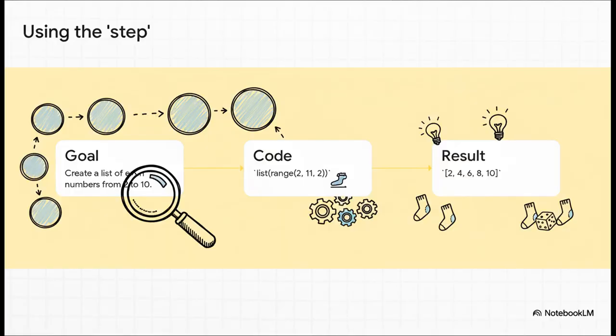Now let's bring in that third parameter, step, and have some fun. Let's say our goal is to create a list of just the even numbers up to 10. The code for that is list of range(2, 11, 2). So let's break that down. We start at 2, we stop before 11, and we step, or count, by 2s. And boom, the result? A perfect list of even numbers, all from one little line of code.